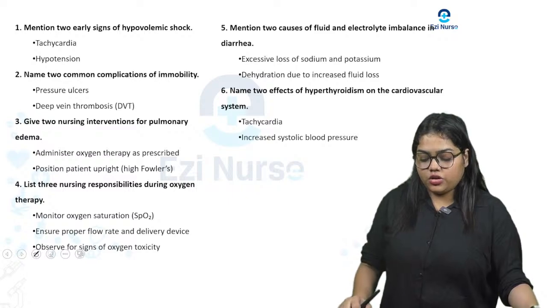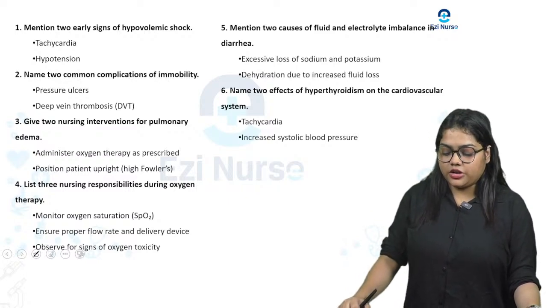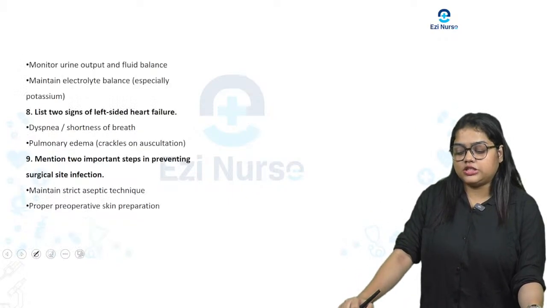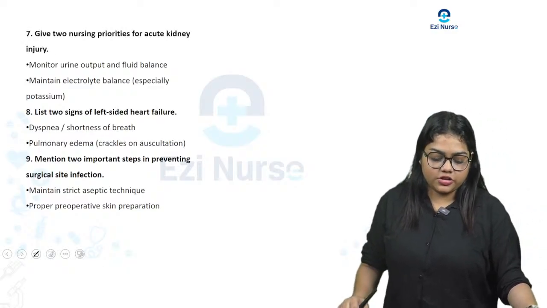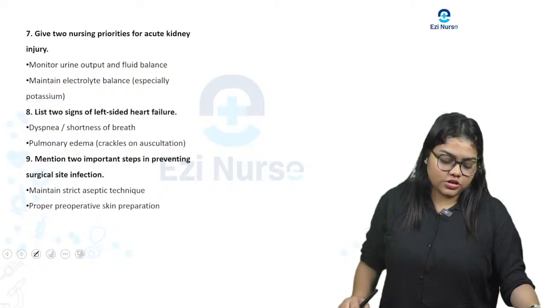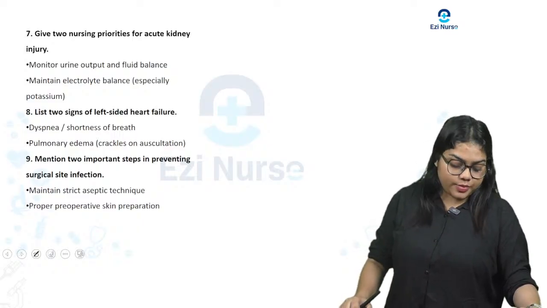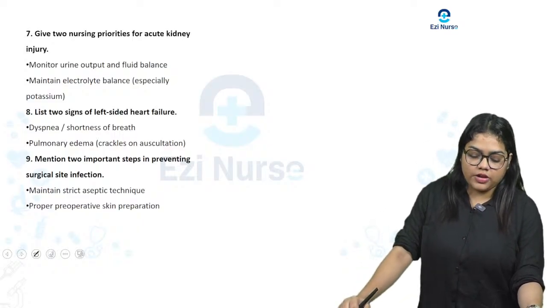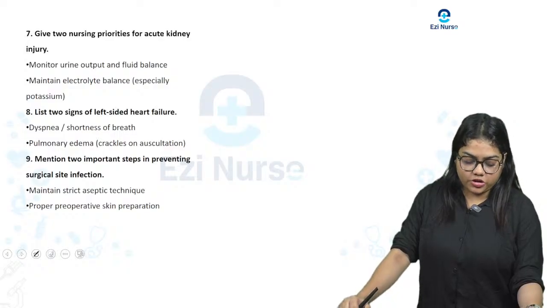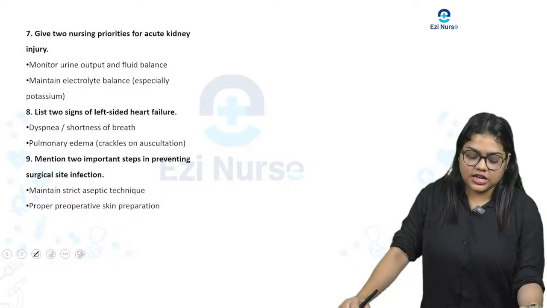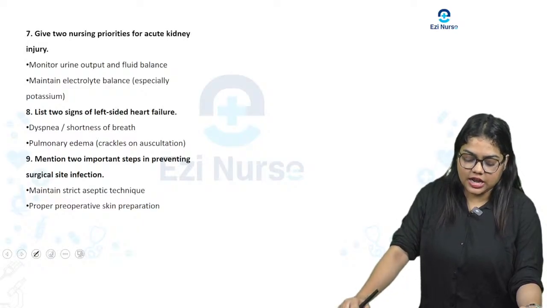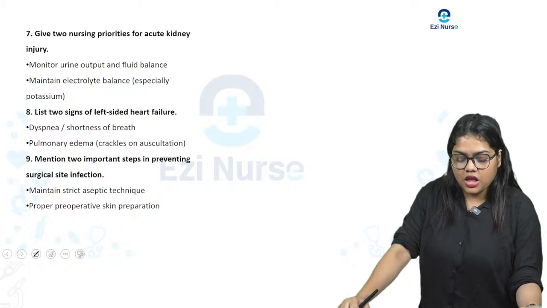Name two effects of hypothyroidism on the cardiovascular system: tachycardia, increased systolic blood pressure. Then give two nursing priorities for acute kidney injury: monitor urine output and maintain electrolyte balance. List two signs of left-sided heart failure: dyspnea, pulmonary edema. Mention two important steps for preventing surgical site infection: maintain strict aseptic techniques and proper preoperative skin preparation.